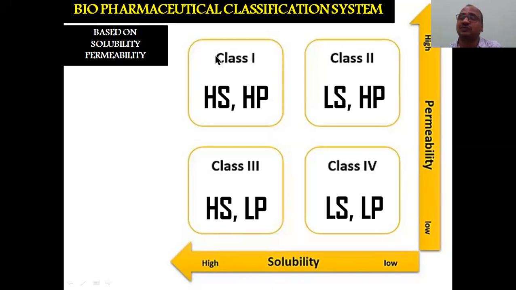Now we will see class 1 drugs. Don't change. Class 1 means class 1, you fix it. Don't change class 1 to class 2, class 2 to class 3. No, no, no. Class 1 you always have to write here. This is the first place. See here, see the height.